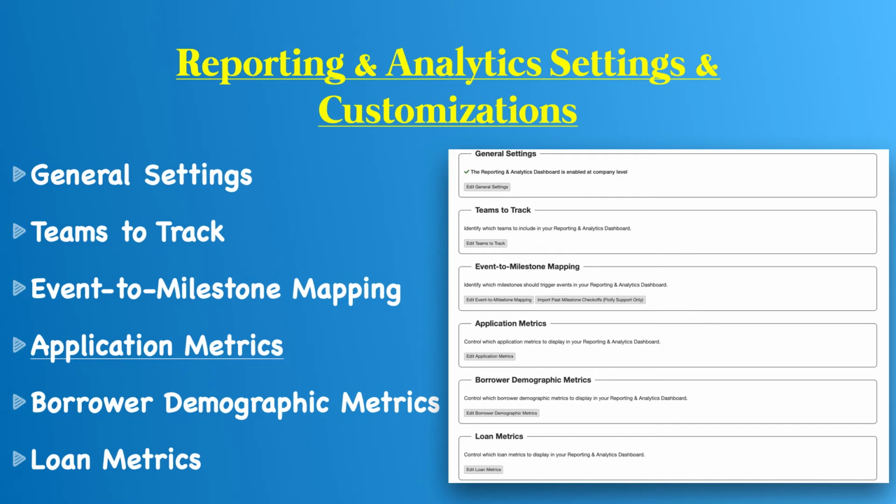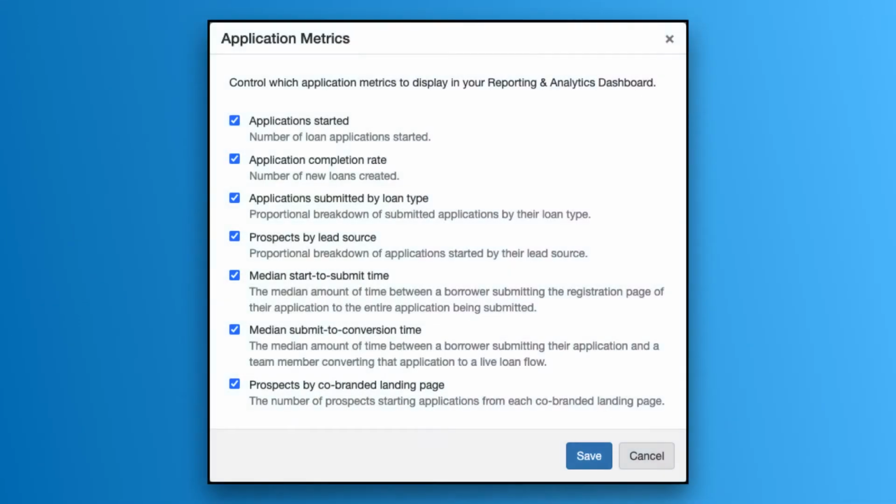Application metrics, if I open this one up, this is where I can see the different options that I have. I have applications started, so I can see the number of loan apps that I've started, the application completion rate, which tells me how many apps have been completed, applications submitted by loan type, prospects by lead source. So if I have a referral partner that sent out the link to a borrower, I can track those type of things.